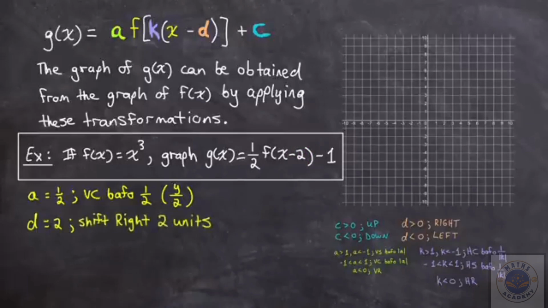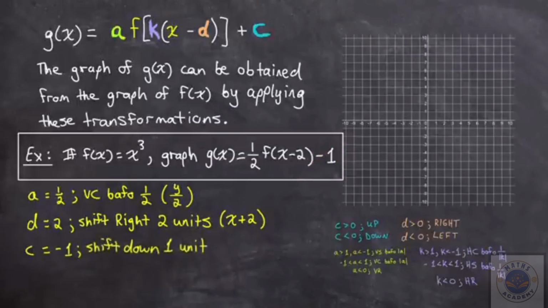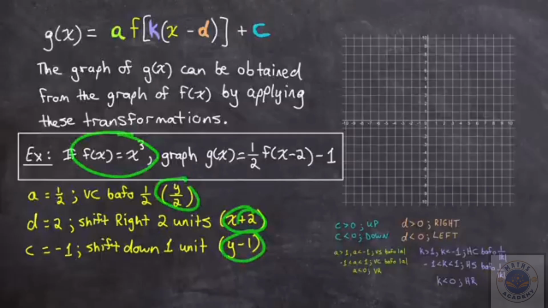units. So I would have to take all the points of f of x and shift them 2 to the right. So I would have to add 2 to all of the x coordinates. And then the c value is -1, which is going to shift the graph down 1 unit. So I would have to subtract 1 from the y coordinates of all of the points on the graph of f of x.